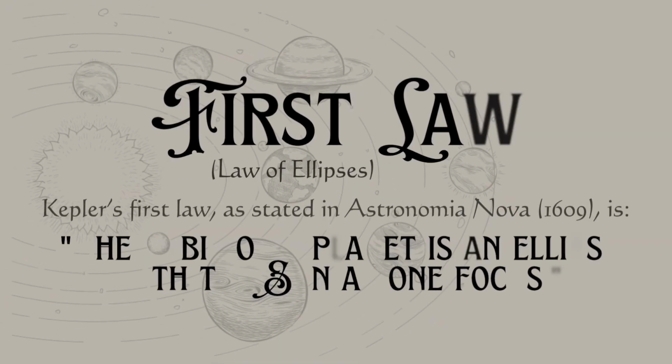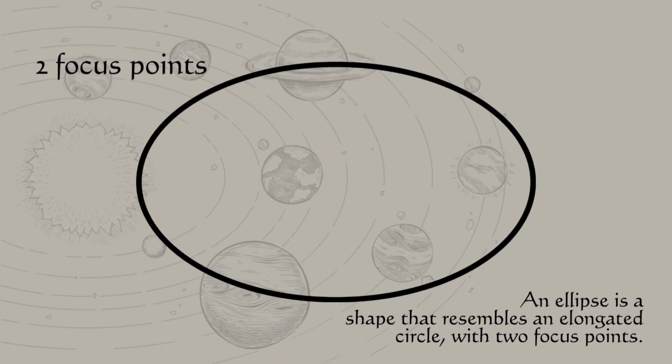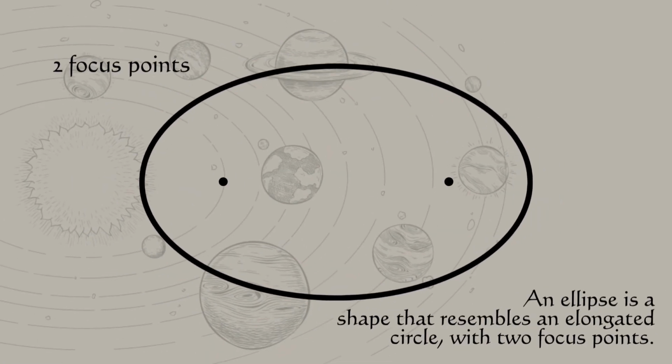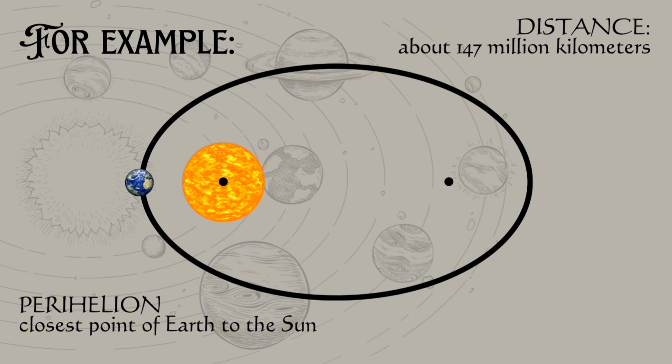The first law, the law of ellipses, was published in Astronomia Nova in 1609. It states that the orbits of planets are not circular but elliptical. An ellipse is a shape that resembles an elongated circle with two focus points rather than a perfect circle as people once thought. For example, if we look at the Earth's orbit, it is not a perfect circle, but an ellipse. The Sun is located at one of the focus points of this ellipse, not at the center.